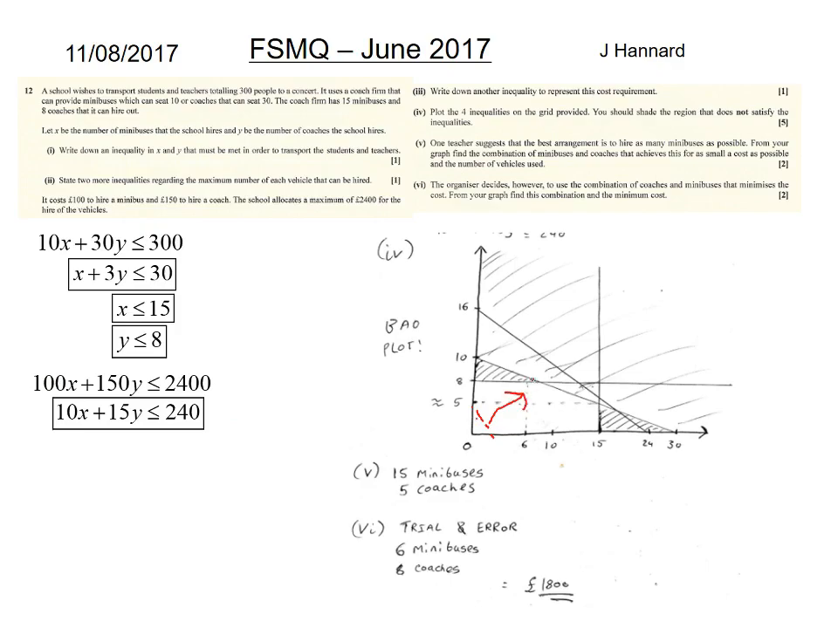And the first time you hit a point is your minimum, and I basically did trial and error of all the points here and worked out that produced the lowest costs of £1,800. So that's 6 minibuses and 8 coaches. So sorry it's not 100% correct probably, but it gives you an idea of the thought processes.